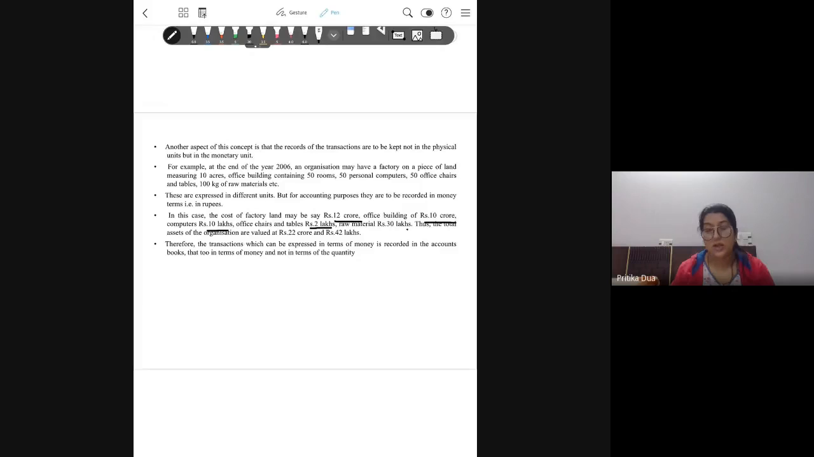So total value of assets of the firm becomes 22 crore and 42 lakh. So you're not writing them in quantitative terms, you're giving them value, assigning them value, and that is how the assets in business are recorded.